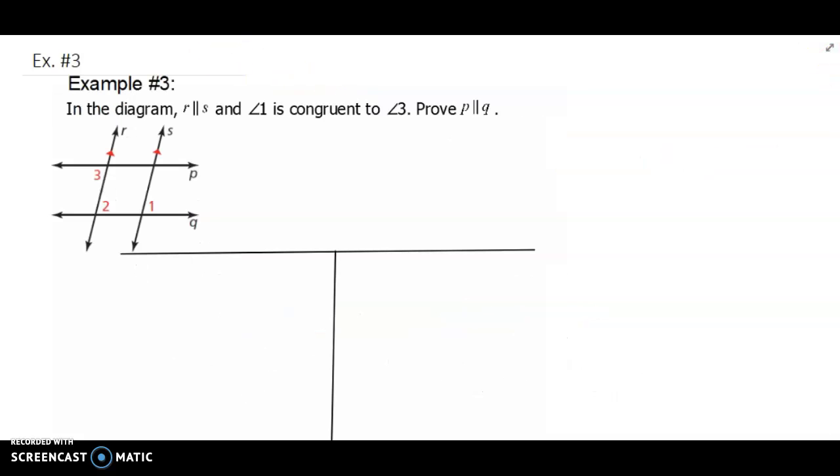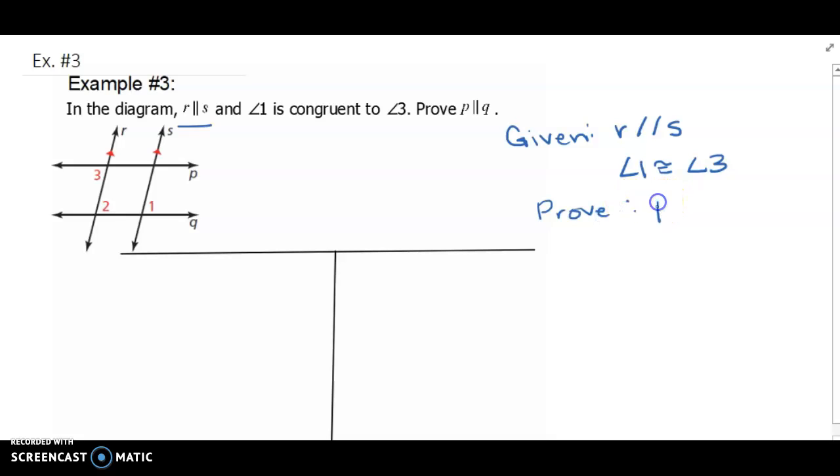All right, here's another proof. It says in the diagram, R is parallel to S. I'm going to go ahead and write it down. R is parallel to S, and angle 1 is congruent to angle 3. I want to prove that line P is parallel to line Q. All right, I always start with my given. So R is parallel to S, and angle 1 is congruent to angle 3. Both of these are given.